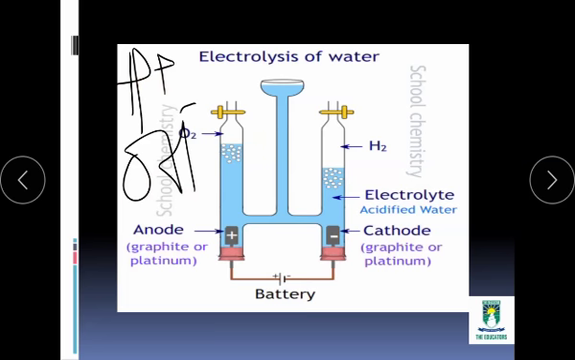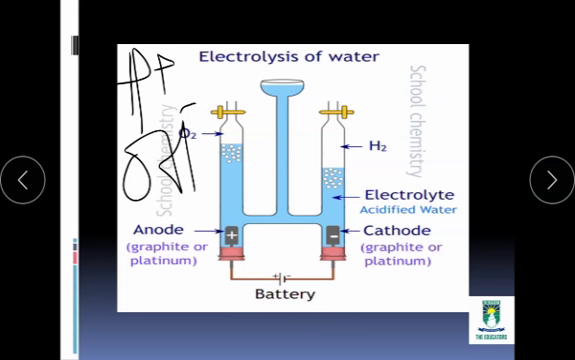And why will it move towards the anode? Because the anode is positively charged and OH has a negative charge on it. Both these electrodes are connected with a battery, and the purpose of this battery is to provide current to this circuit. Is this thing clear to you?